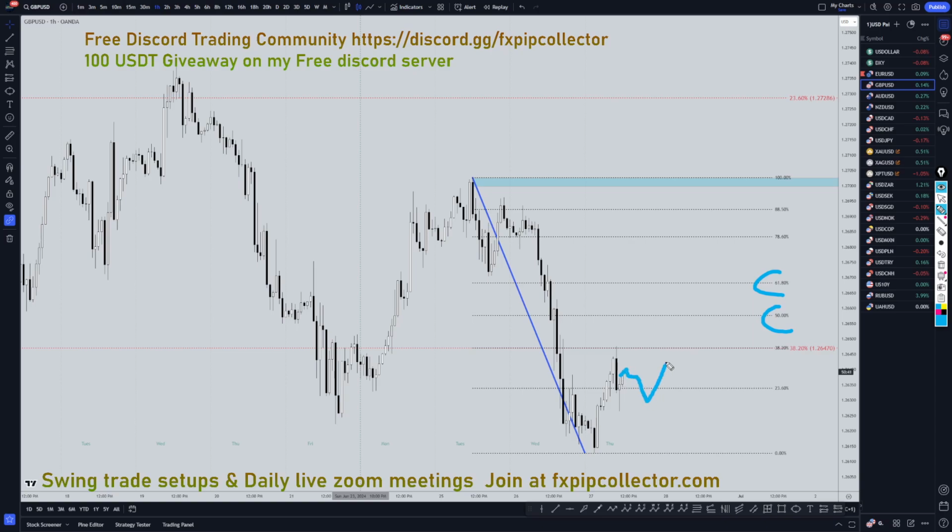If it does make some sort of a three-wave pattern up to one of these fib levels, make a nice impulsive move down, then I definitely will take it as another short. Like I said, based on my higher roadmap time frames, I am definitely still looking for shorts in a downtrend.